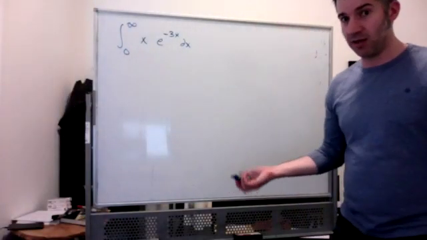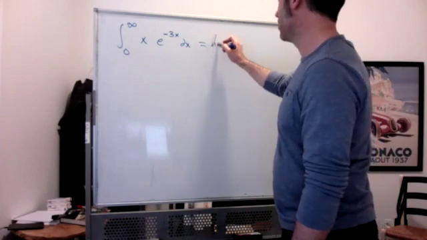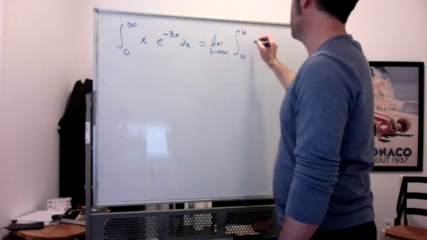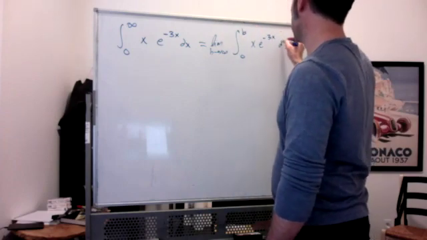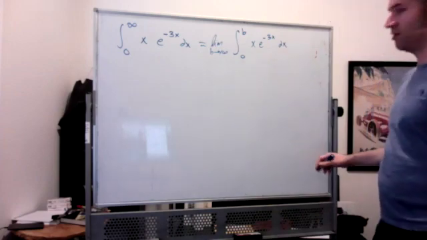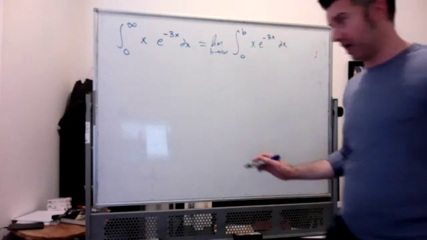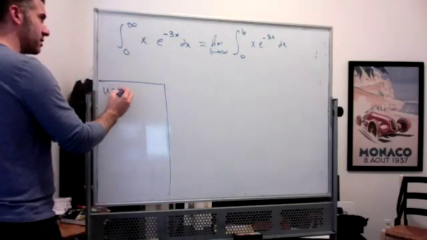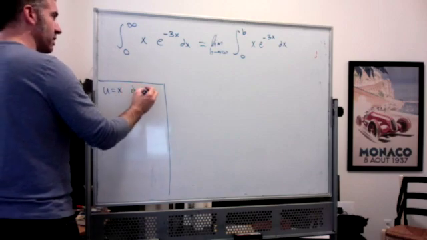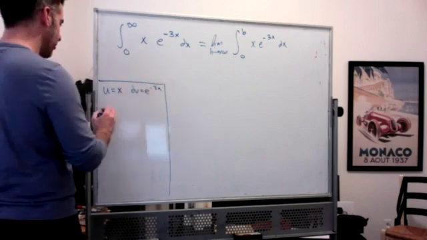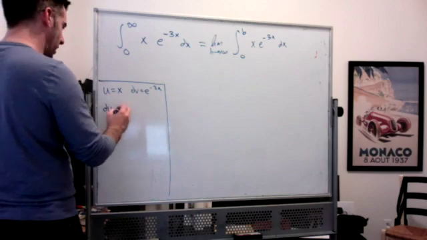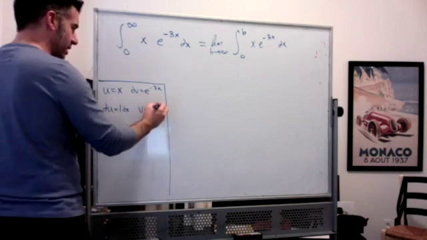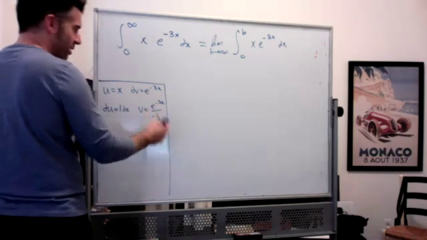I know I'm going to do a limit, right? I have to do a limit as b goes to infinity of the integral from 0 to b of x e to the negative 3x dx. So then we do the antiderivative off to the side. My u is going to be x. My dv is going to be e to the negative 3x dx. My du is going to be 1 dx. And my v is going to be the antiderivative of e to the negative 3x, which is e to the negative 3x divided by negative 3.